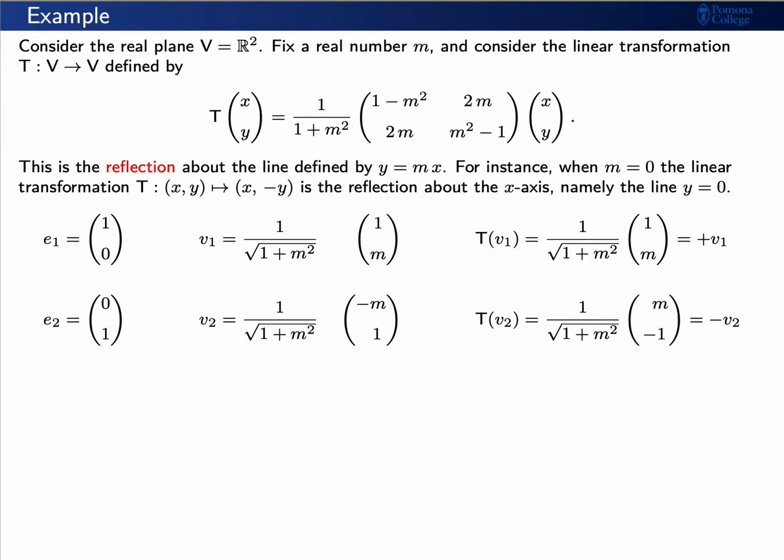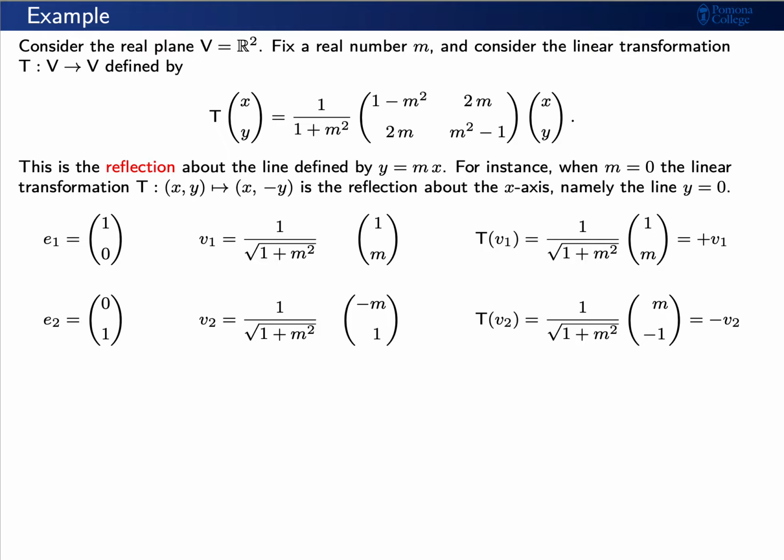We then can consider the standard basis consisting of the vectors e1 and e2, but it'll be a little bit better if we consider a slightly different basis consisting of the vectors v1 and v2 that you see here on your screen. Intuitively, v1 is the direction of the line y equals mx, whereas v2 is the direction of the line perpendicular to the original line. Then T applied to v1, you can check, is just positive v1, whereas T applied to v2 is negative v2.